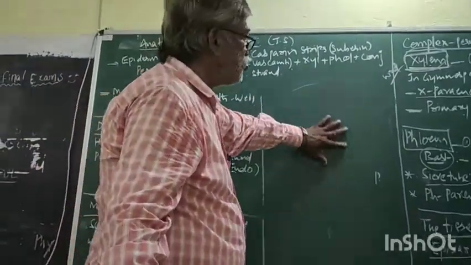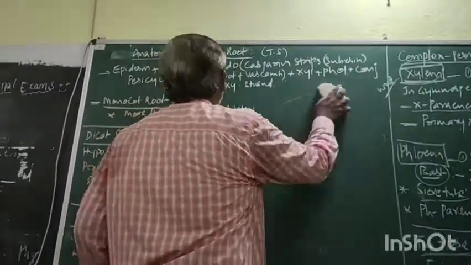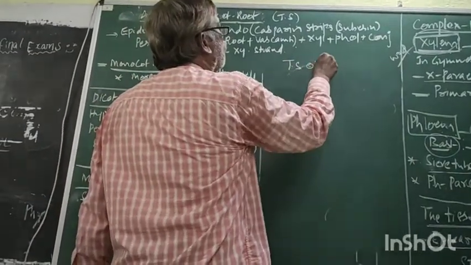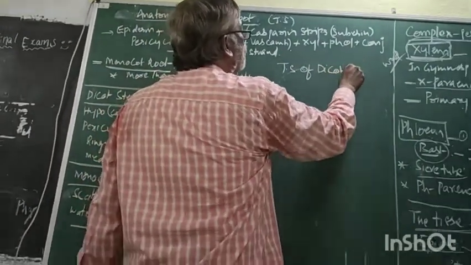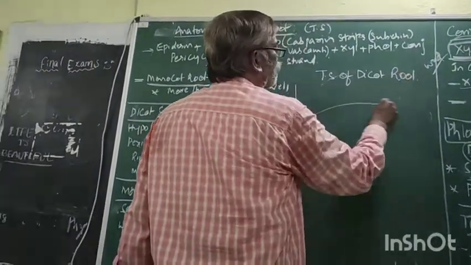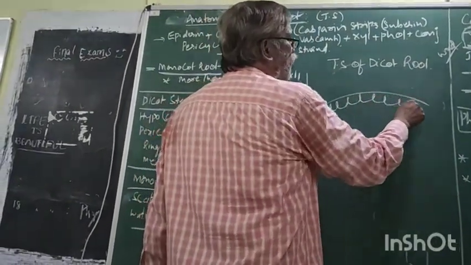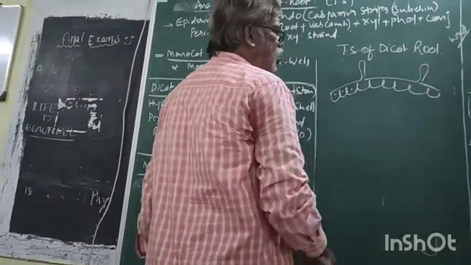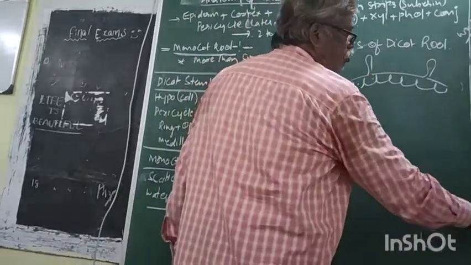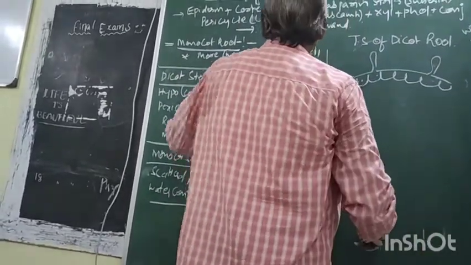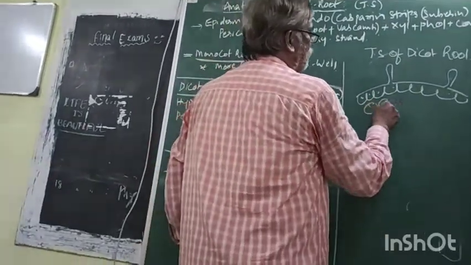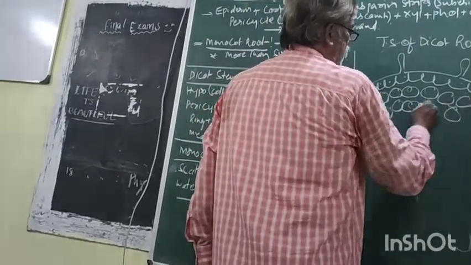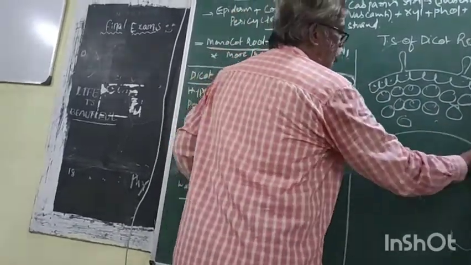For this anatomy, you must take a TS. Now, it is a TS of dicot root. Now, what is this upper surface area? Epidermis, containing root hairs. This is the epidermis. So, which tissue system is it? Epidermis. Now, below the epidermis, cortex. There is no hypodermis. Cortex is multilayered. Now come to the next one, endodermis.